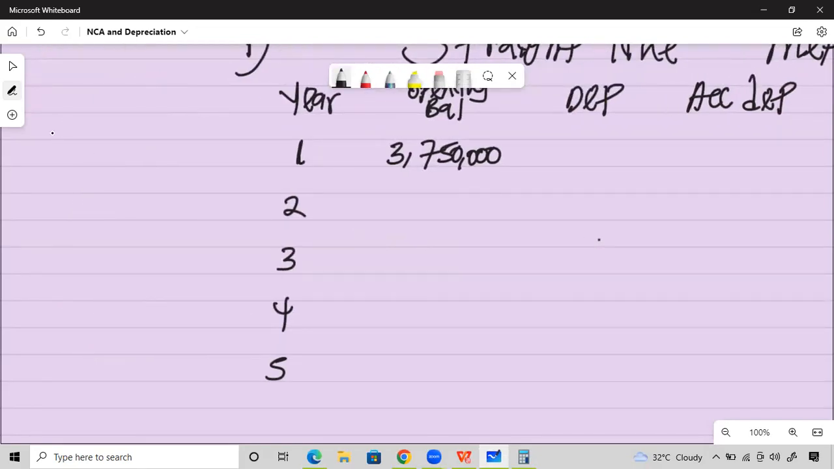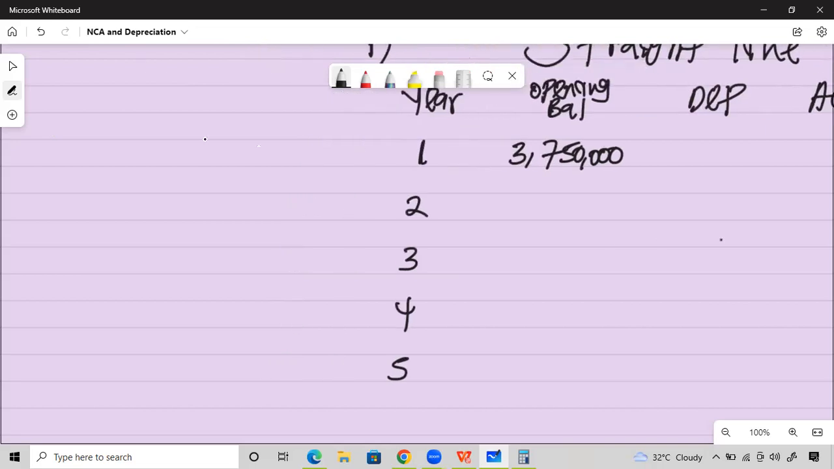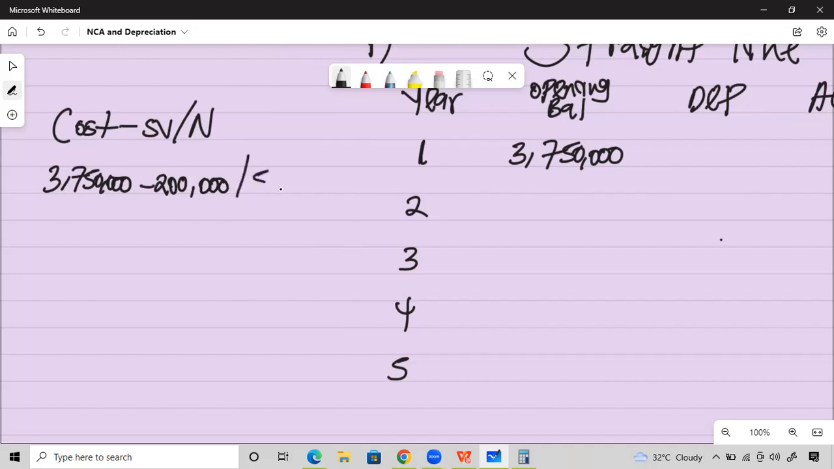Since you are using the straight line method, you will just say the cost minus your scrap value, divided by the number of years. Your cost is 3,750,000, and the scrap value is 200,000. So 200,000 divided by 5 years, you are going to get 710.